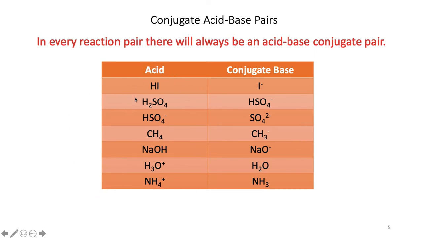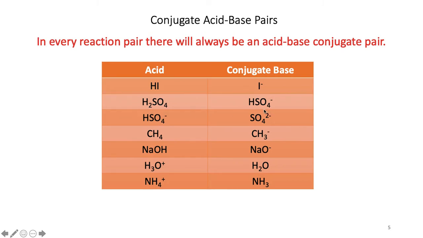If this is my acid, what will be my conjugate base? I get rid of that H. What's left over is the conjugate base of that acid. So for HI, the conjugate base is I minus. If I have H2SO4 and I get rid of just one hydrogen, H plus, what will I have left? HSO4 minus. I'll have a negative charge here because I got rid of an H plus. H plus plus HSO4 minus should give me H2SO4.